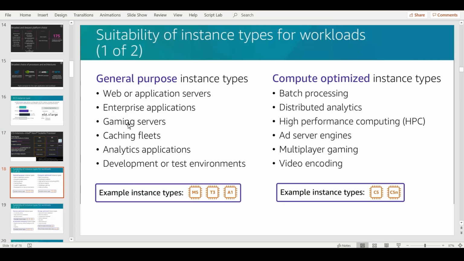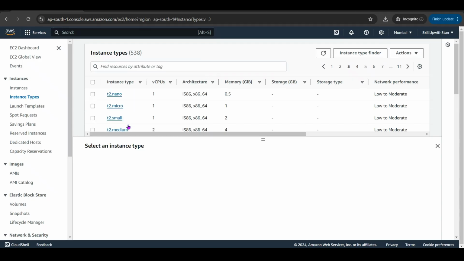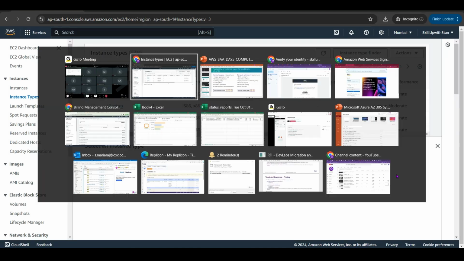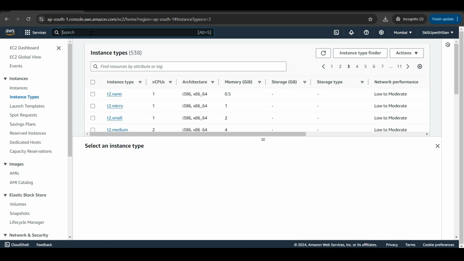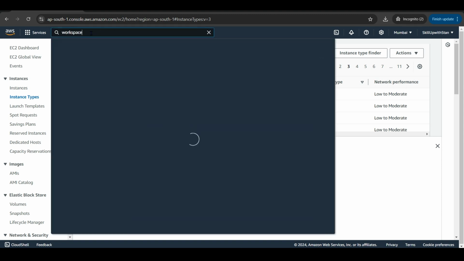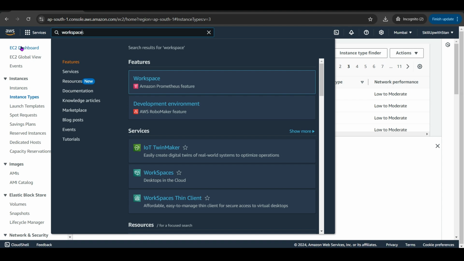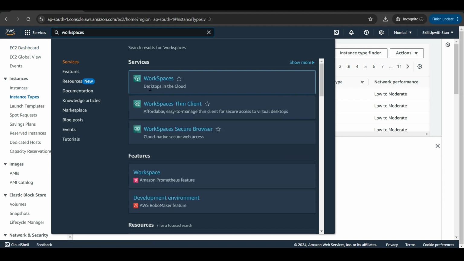Yeah, go ahead. Do you have any instance type specific for the WorkSpaces? Okay, so the WorkSpaces VMs? WorkSpaces is offered as a separate option. So this is not coming under the EC2 category. WorkSpaces is a separate feature. It is for the virtual desktops, right?